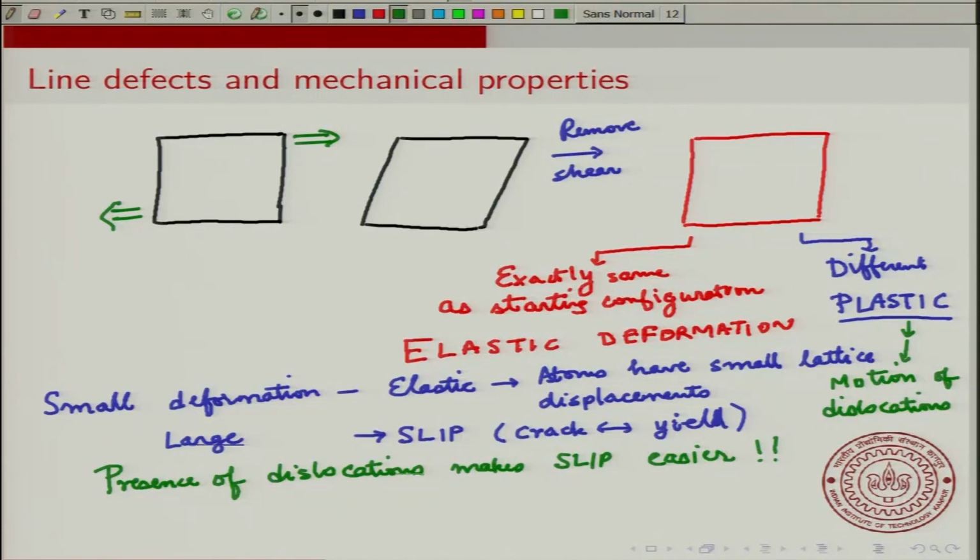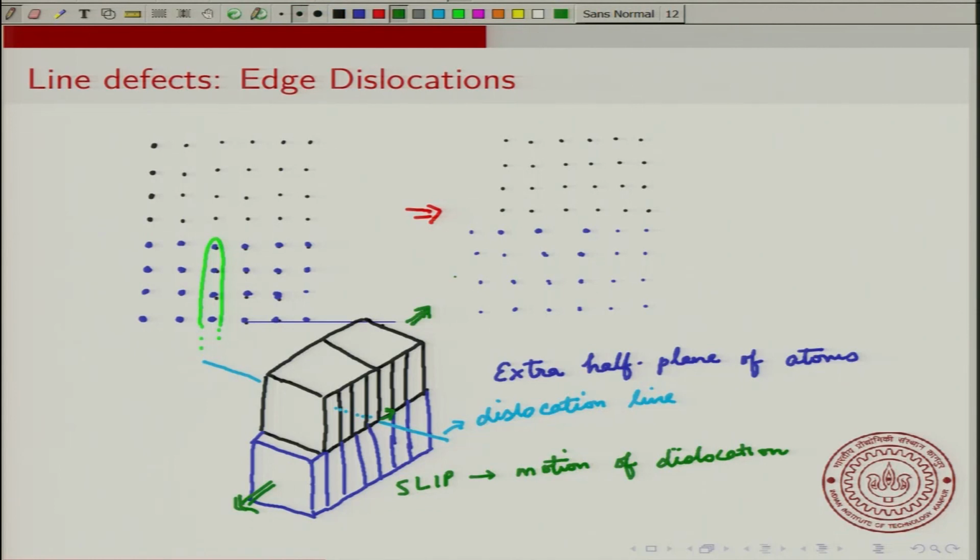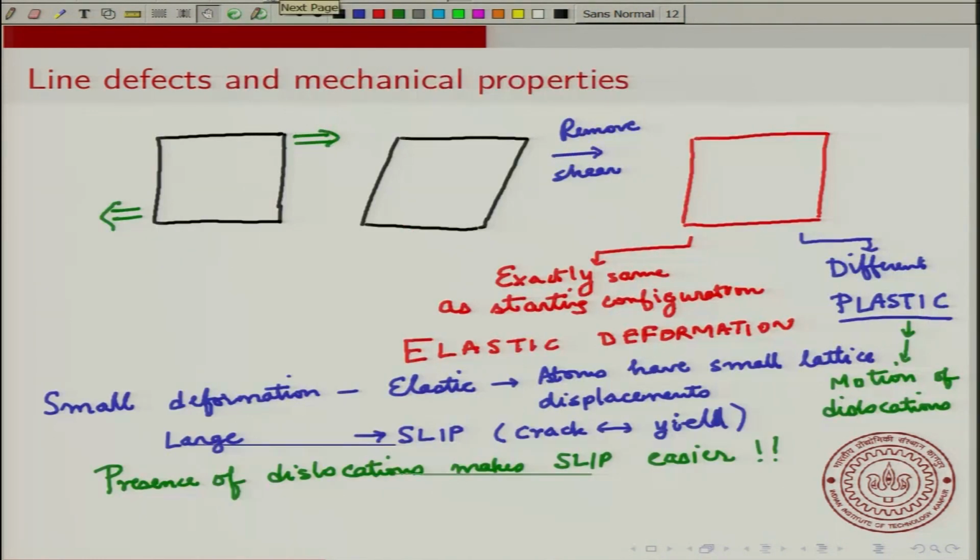And you can see that when you apply shear, let us just go back to the previous slide where we showed the plastic deformation. When you apply this plastic deformation, this dislocation will move, and once it moves, if you take out this deformation, the dislocation is not going to move back. So these are permanent deformations in the material. The presence of dislocations actually makes slip a lot easier, and historically this is a very important observation, a landmark observation.